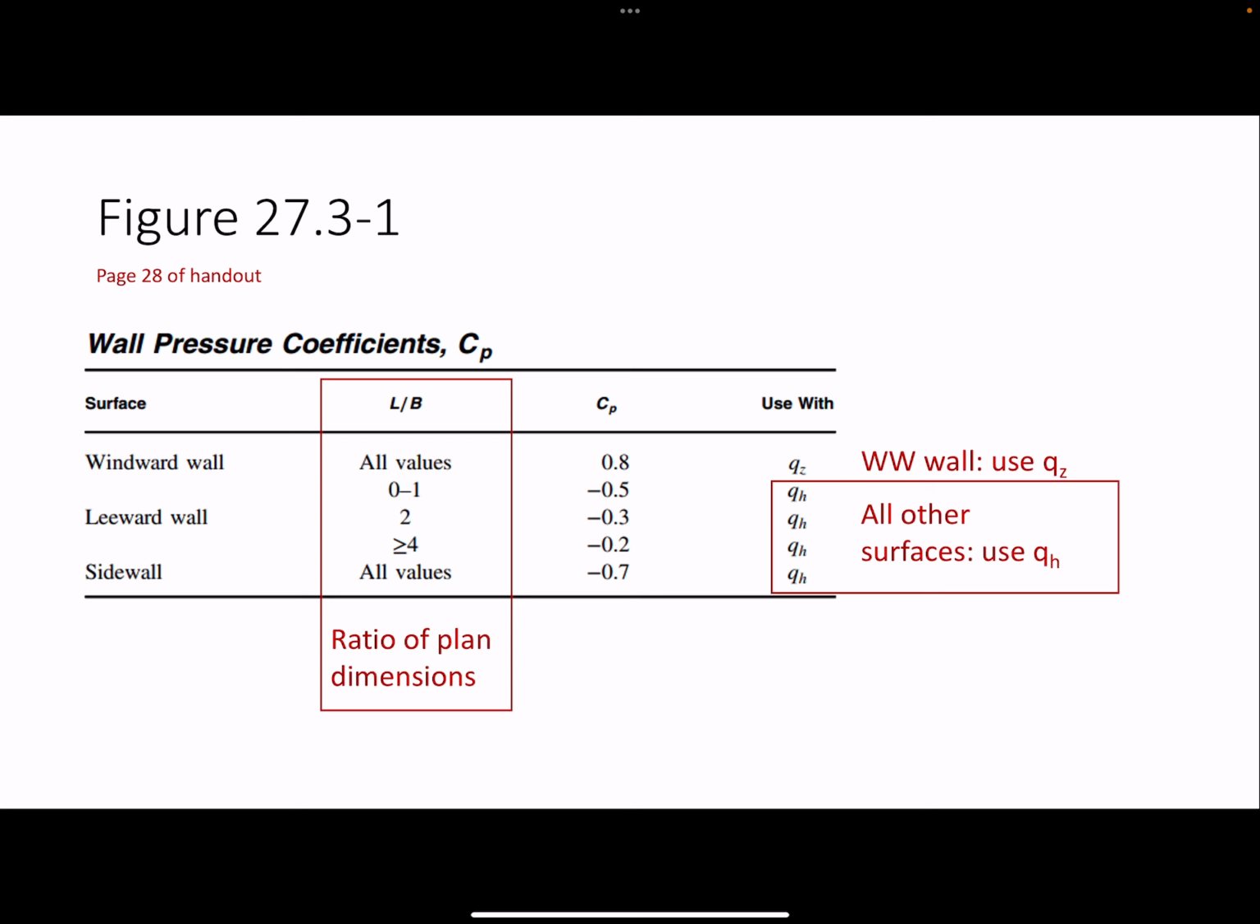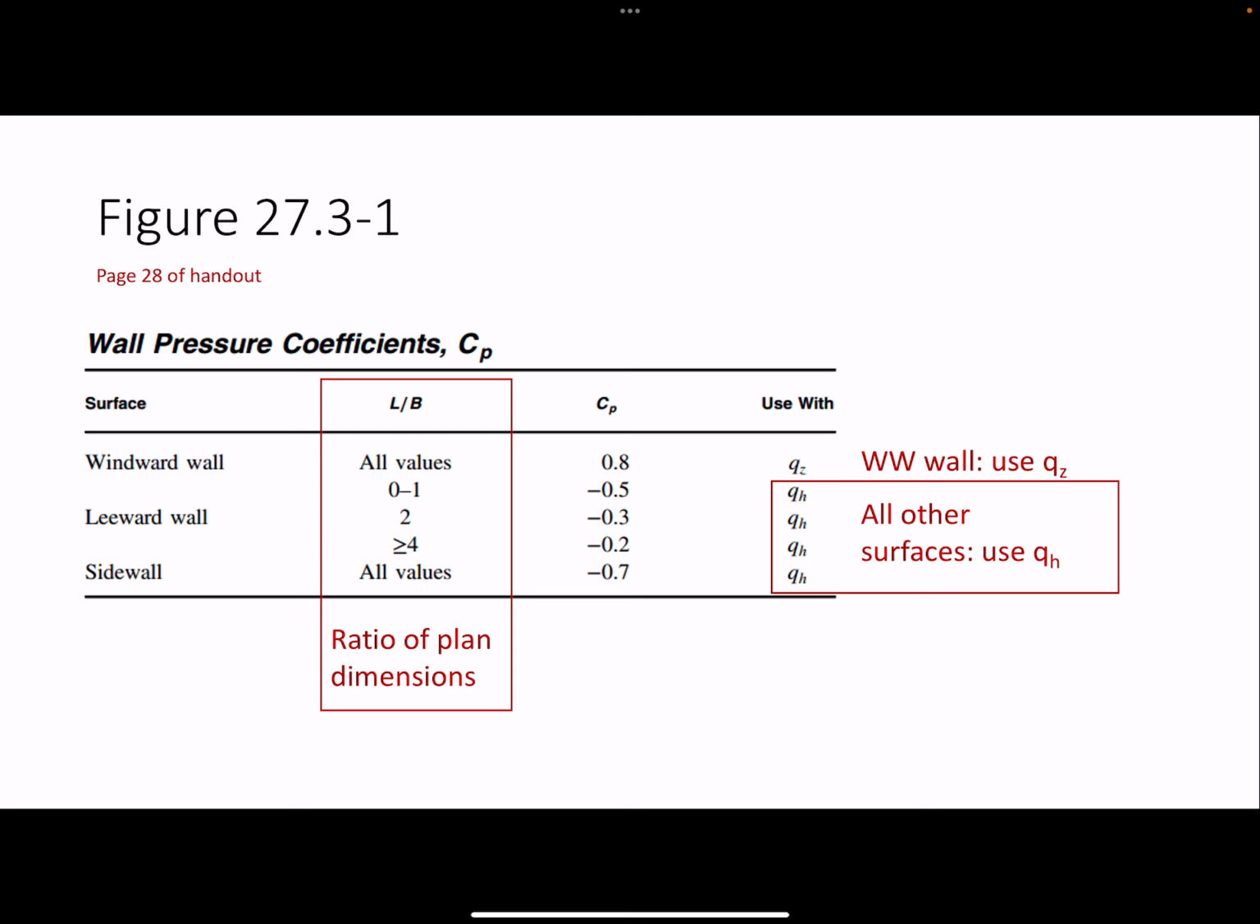So for the windward wall, it doesn't matter what your L over B ratio is. You're always going to have a pressure coefficient of positive 0.8. And note that it's the only positive pressure coefficient, right? That's because the windward wall gets that positive pressure. The other walls all experience negative pressure. So this is where that comes into play. All those coefficients are negative for the leeward and side walls.